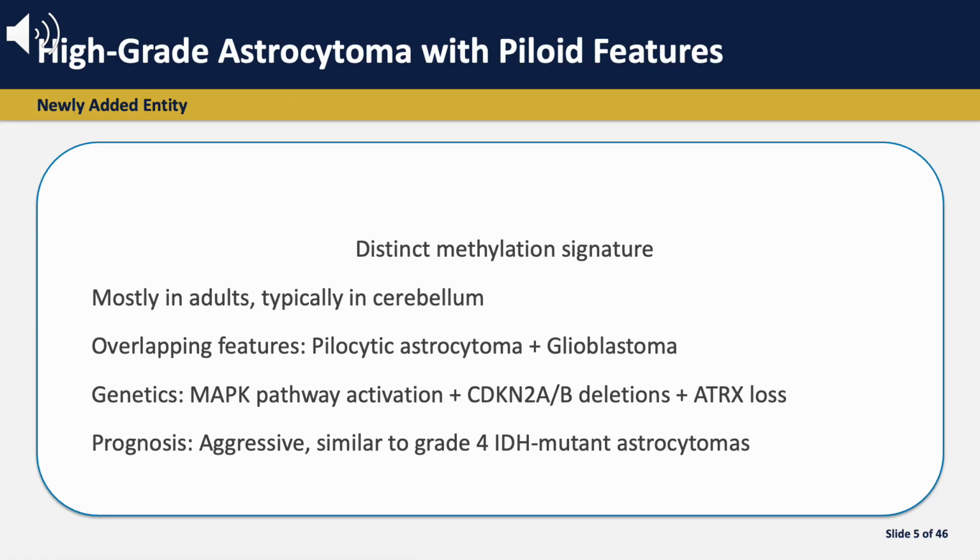High-grade astrocytomas with pilocytic features represent a newly added entity with a distinct methylation signature. These rare tumors have mostly been described in adults and typically arise within the cerebellum. Histologically, they show overlapping features with both pilocytic astrocytomas and glioblastomas. Genetically, they are characterized by activating events in the MAPK pathway, along with CDKN2A/B deletions and frequent loss-of-function alterations in ATRX. Prognosis is similar to that of grade 4 IDH-mutant astrocytomas based on thus far limited follow-up studies.